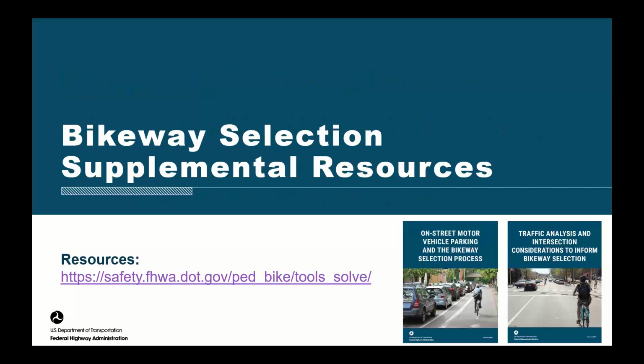So that led us to produce these resources. We're looking forward to sharing the high-level overview of each of the resources with you all today. Again, these can also be found on that same website where the Bikeway Selection Guide resource itself is published. And we hope that these are helpful to helping you all understand how to initially assess your intersections and your parking options when it comes to bikeways. But I'll turn it over to Dan and Jared to tell us more.